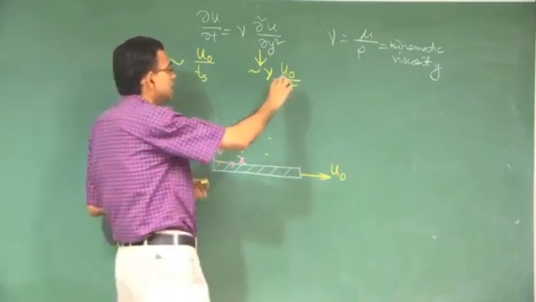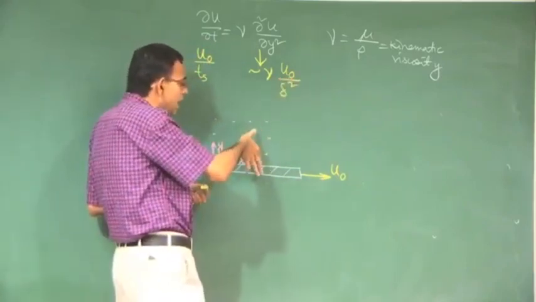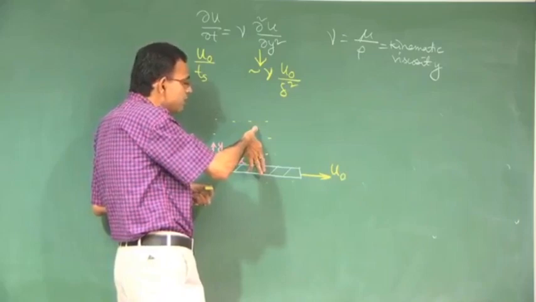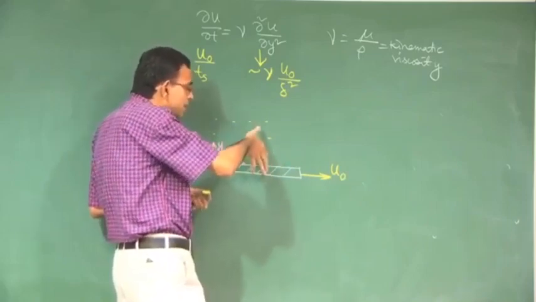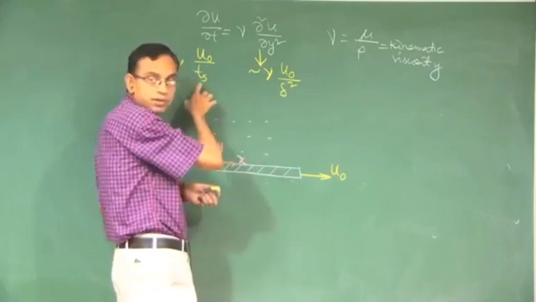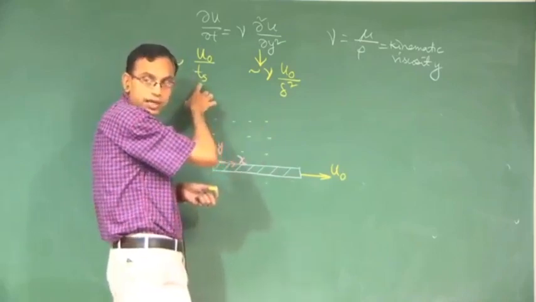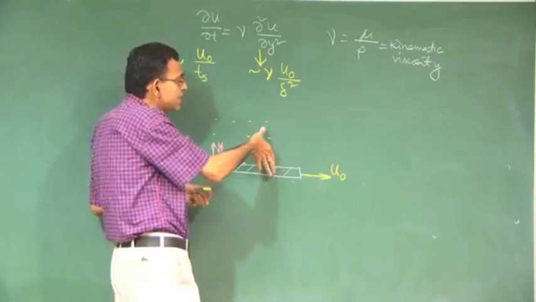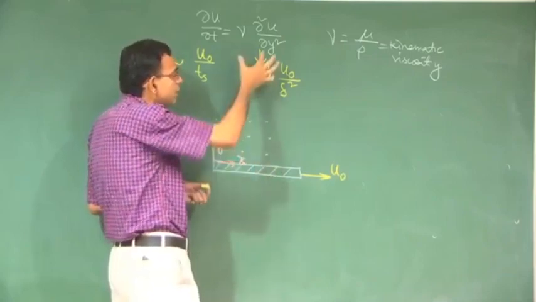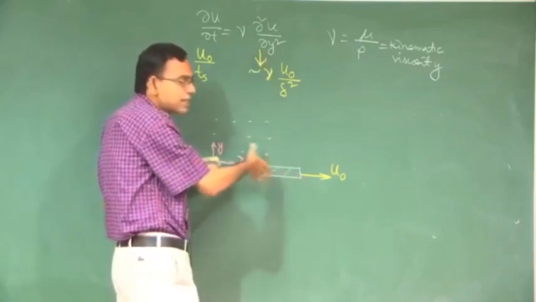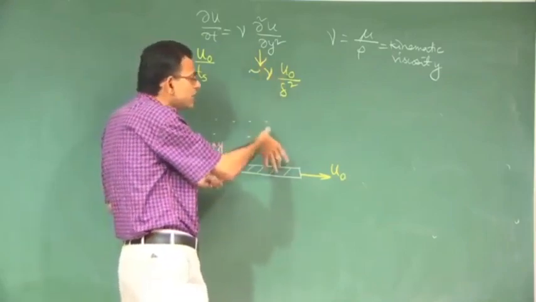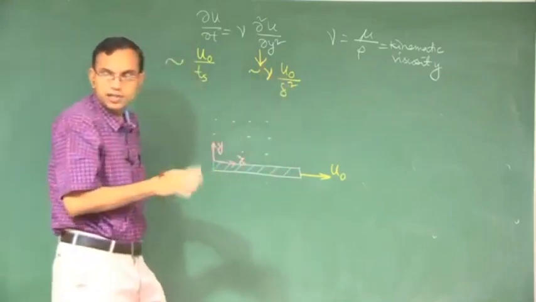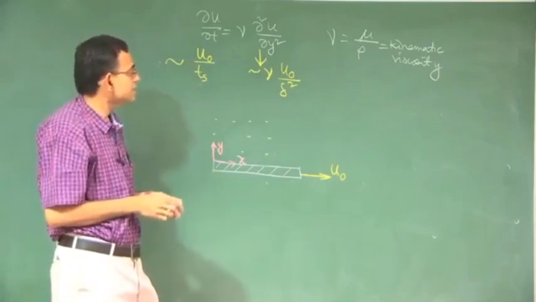What is this delta? This delta is how much thickness of the fluid responds to the movement of the plate at a time t equal to ts. So, beyond this delta the outer fluid does not understand that there is a plate which is moving, because there the velocity remains 0, only within this delta layer the velocity changes.